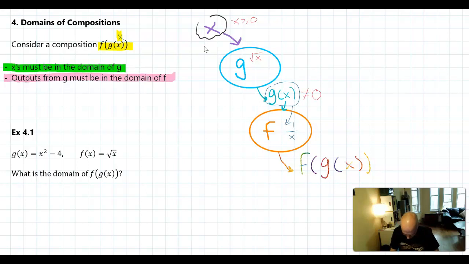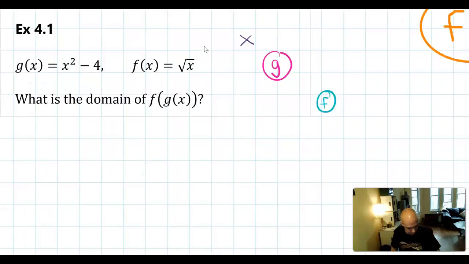So then in this little example with square root of x and 1 over x, I initially thought that x needed to be greater than or equal to 0, but since I also need 1 over root x to not equal 0, then I need x to also not equal 0. So in this case, the domain for f of g of x would be x strictly greater than 0.